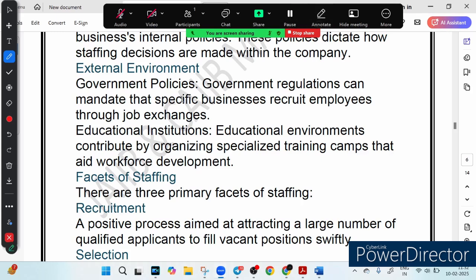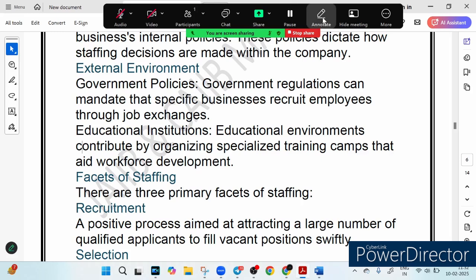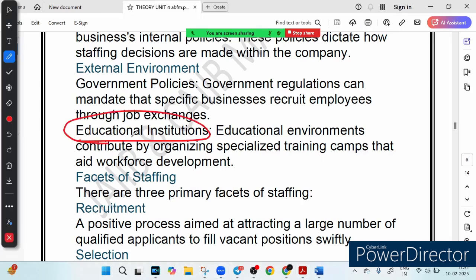Then we have something called educational institutions. You know what it is? It clearly means that colleges and universities help by training fresh talent. Some companies even tie up with these institutions to organize workshops or hire directly through campus placement. Think of a tech company hiring software developers. Their internal policy might say they prefer promoting existing employees to team leads, but externally, if the government mandates having a specific number of freshers, they have to balance both requirements.